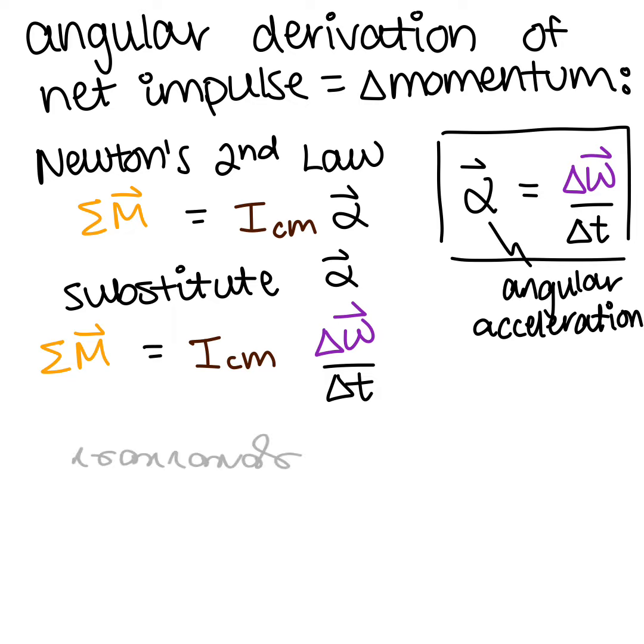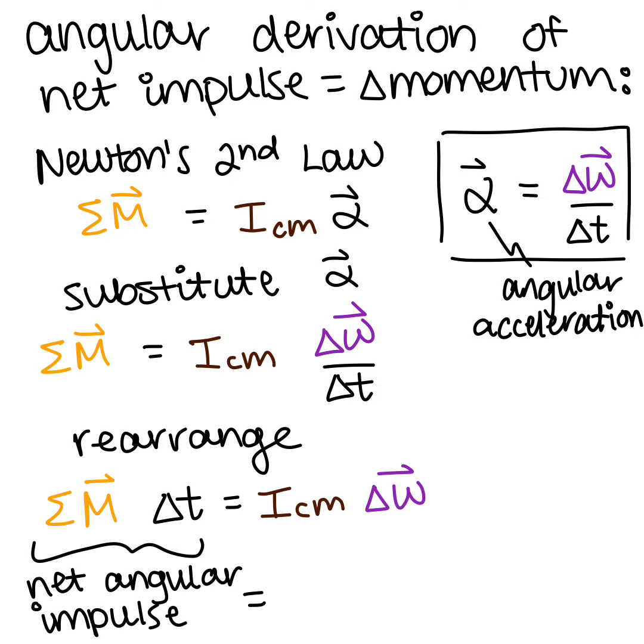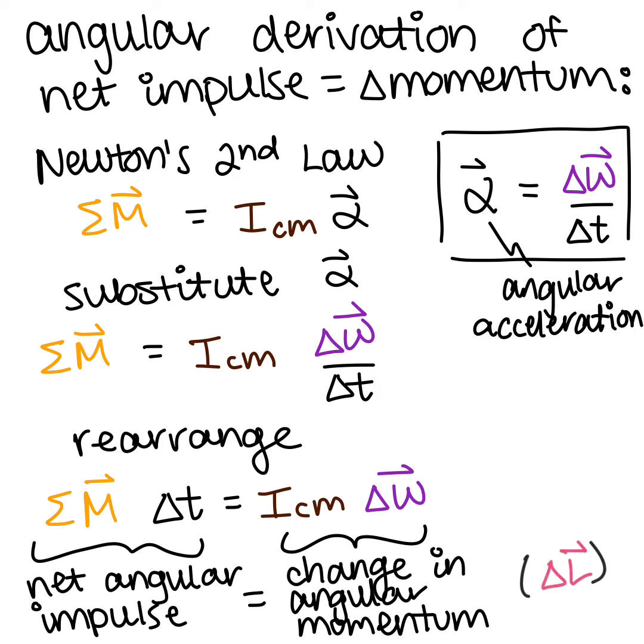And then if we rearrange this equation, we can multiply by that change in time, and we end up with the sum of the moments times change in time equals I center of mass times the change in angular velocity, which is our net angular impulse on the left-hand side, and our change in angular momentum, or delta L, on the right-hand side.